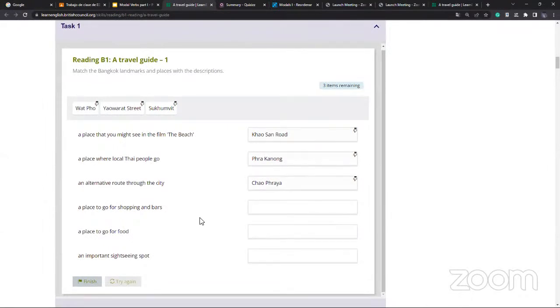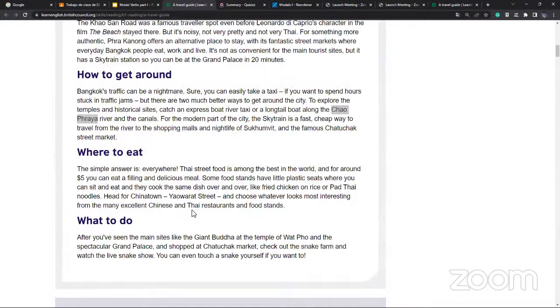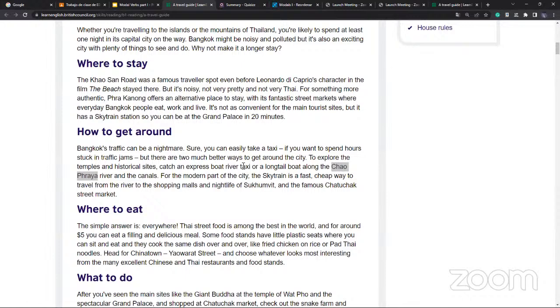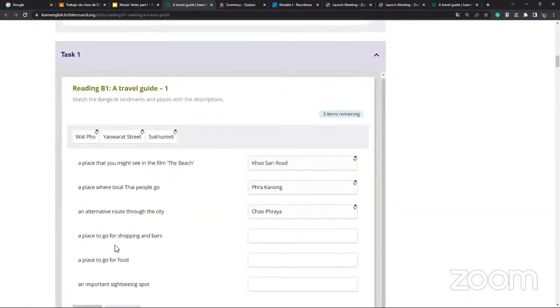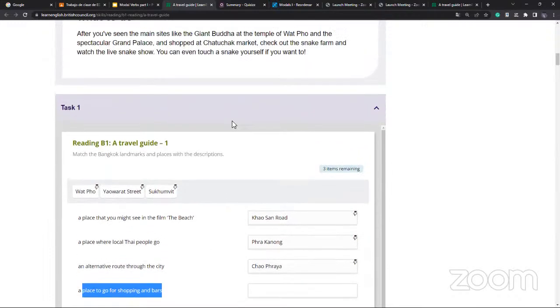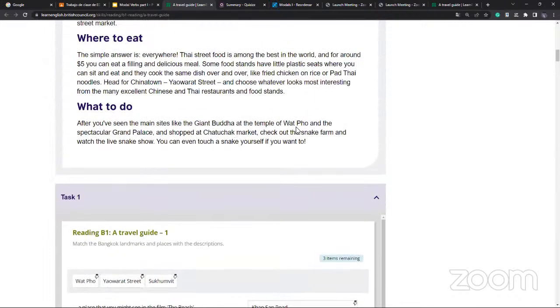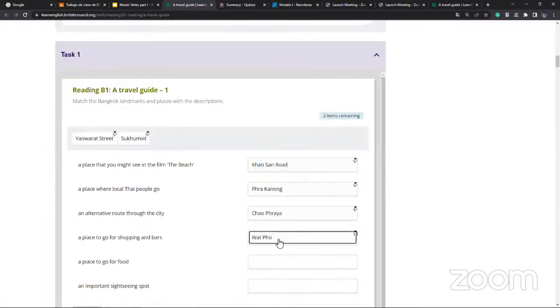Okay. A place to go for shopping and bars. Shopping and bars. Let's check. Oh my God, I need some help. I think maybe we are running what to do. What to do section? The bar. A place to go for shopping and bars. I think it's Stockholm Beach. Yeah, the last paragraph. The what to do paragraph. Yes. Correct? Oh, yeah, there it is. Thank you very much.